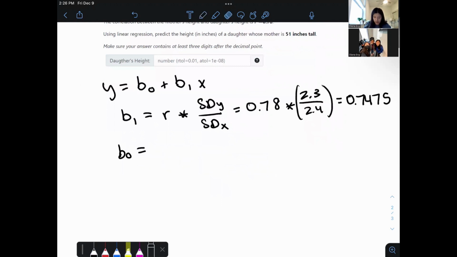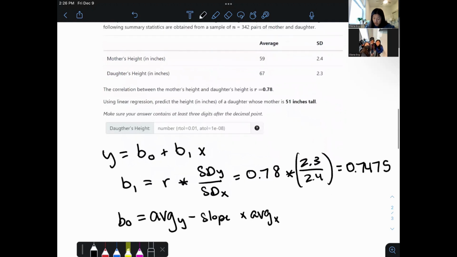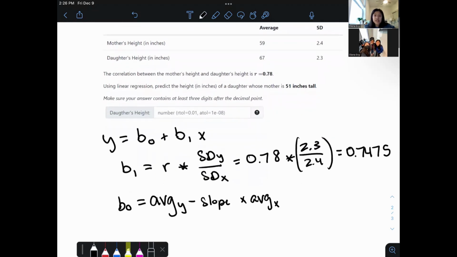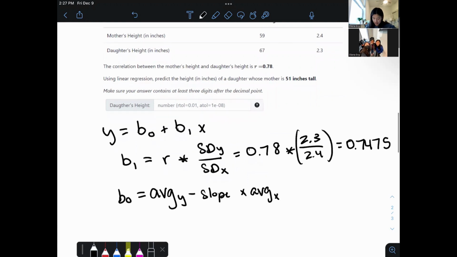Now we can also solve for the y-intercept, and we have an equation, which is basically this one, but just all the variables are moved around, so we're actually solving for b0. And that would be the average of y minus the slope times the average of x. And with the average numbers, we're given that in our table, so I can just use those. And remember, y in this situation would be everything related to the daughter, since that's what we're trying to predict.